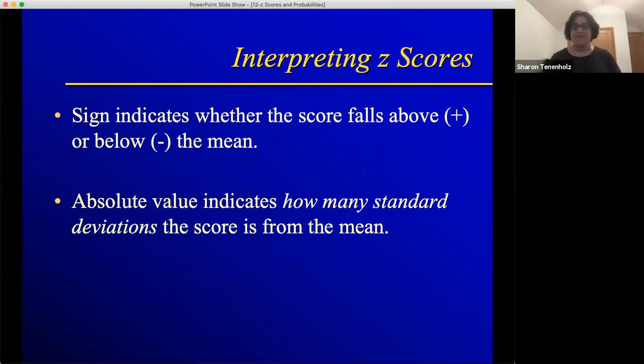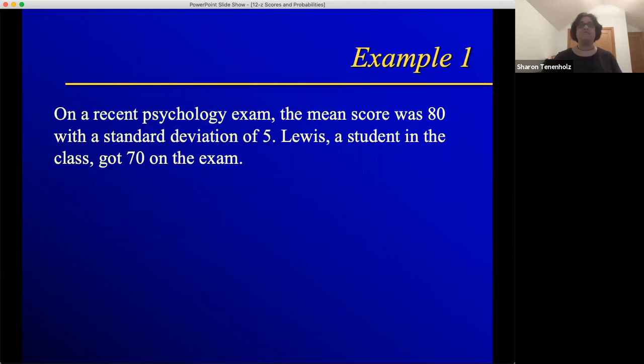So let's do a couple of examples here so we can start to understand what these z-scores are showing us. Here's the first one. On a recent psychology exam, the mean score was 80 with a standard deviation of 5. Lewis, a student in the class, got 70 on the exam. So here's how we would calculate his z-score.